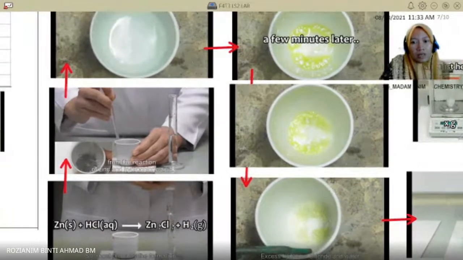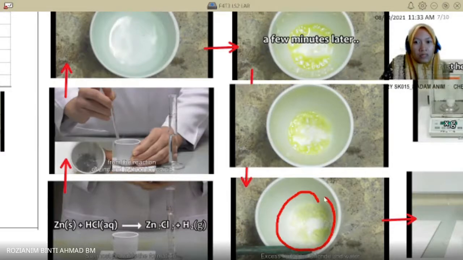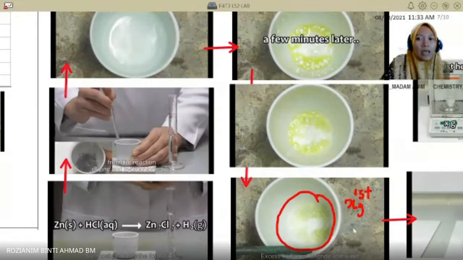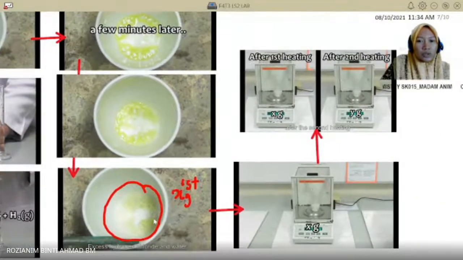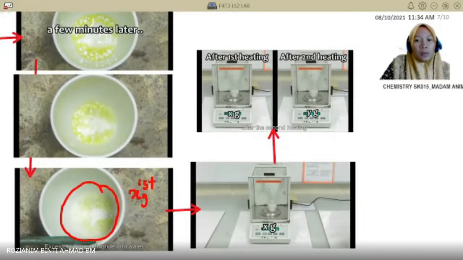Okay, which is bila you nak timbang, our product should be totally dry. Tapi bila kita check, our first heating masih lagi nampak basah, bermaksud ini tidak lagi kering. Tetapi kita boleh ukur dulu berapa mass dia yang pertama, first reading. Okay. And what happened? We reheat again dalam a few minutes, which is 1 to 2 minutes, okay? And then kita compare the data.